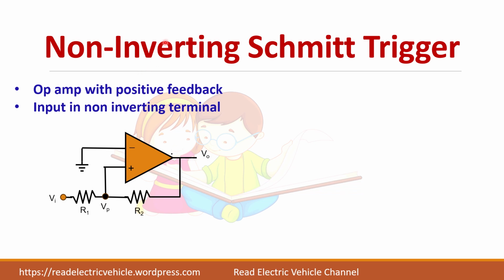Now we will see the non-inverting Schmitt trigger also. It is almost the same except that the output will be opposite. So for the non-inverting Schmitt trigger, the input is given to the non-inverting terminal. So non-inverting means plus terminal. So here input Vi is given here, and the other input, the negative input, is grounded.